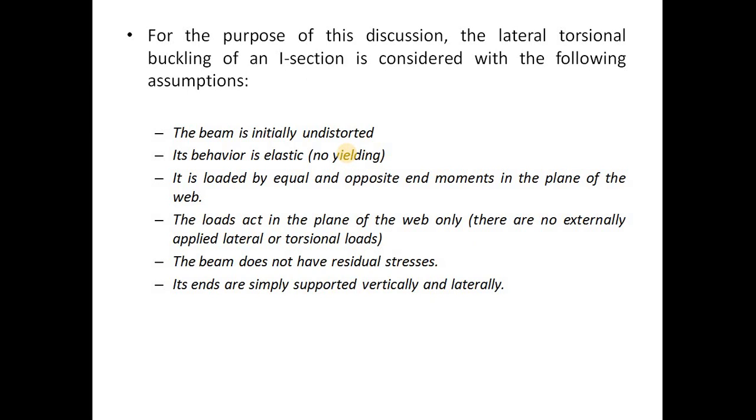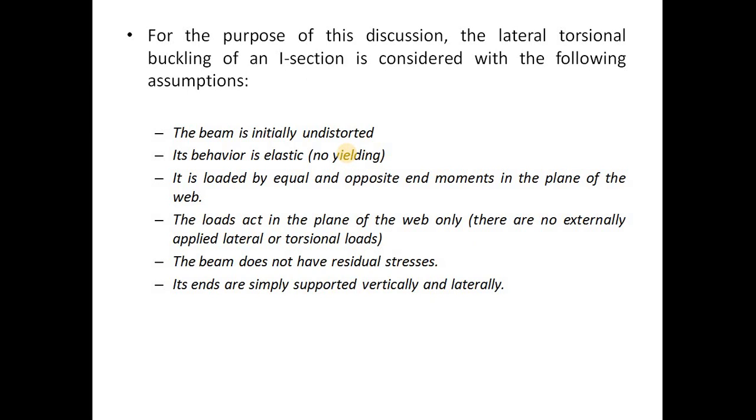For the purpose of this discussion, the lateral torsional buckling of an I section is considered with the following assumptions. The beam is initially undistorted, because it is straight. Its behavior is elastic, which means it does not cross the elastic limit, so non-linear analysis will not come into the picture. It is loaded by equal and opposite end moments in the plane of the web, because the calculations will become very easy.